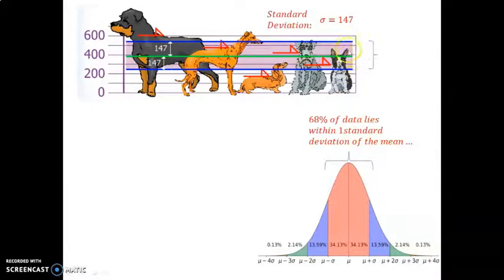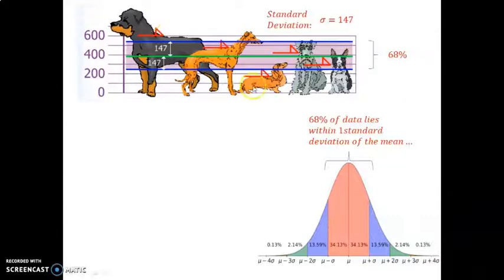Here's one standard deviation from the mean, positive and negative. Therefore, 68% of the data lies there. Of course, this is a small sample. It's only 5 dogs. But imagine this was a sample of 100 different dogs and you still had the same data, let's say. Well, you could say 68% of the dogs are within one standard deviation of the mean.